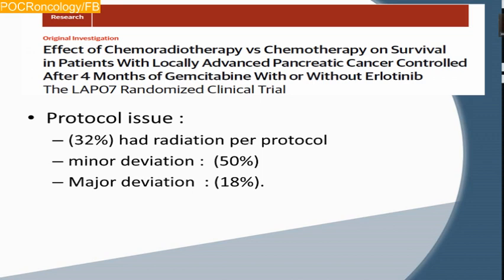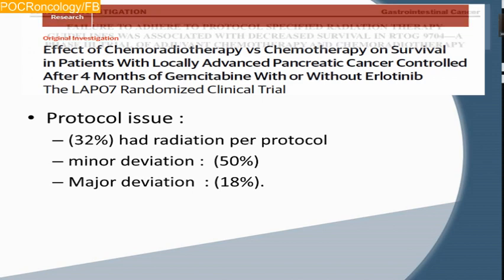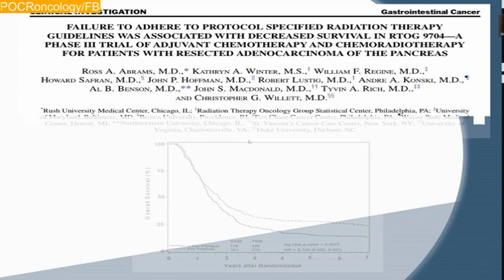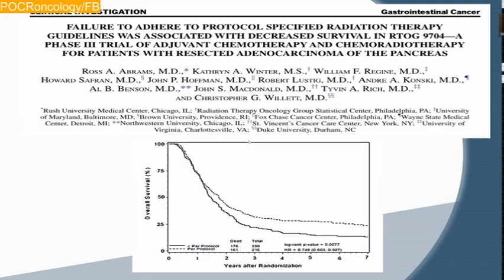Only a third of the patients followed the protocol. The majority of them did not follow the protocol. And this is very important. Look at this graph. This is a survival graph, and this is not one of the drug trials. This is actually the RTOG 9704 trial, one of the adjuvant trials. And they compare just the radiotherapy if you follow the protocol and if you do not follow the protocol, and see how big the survival difference is between the two.